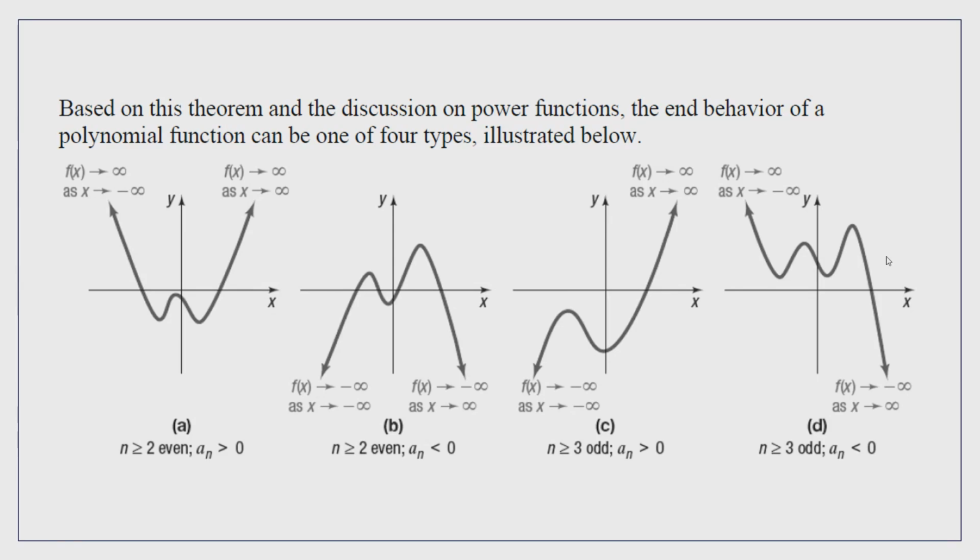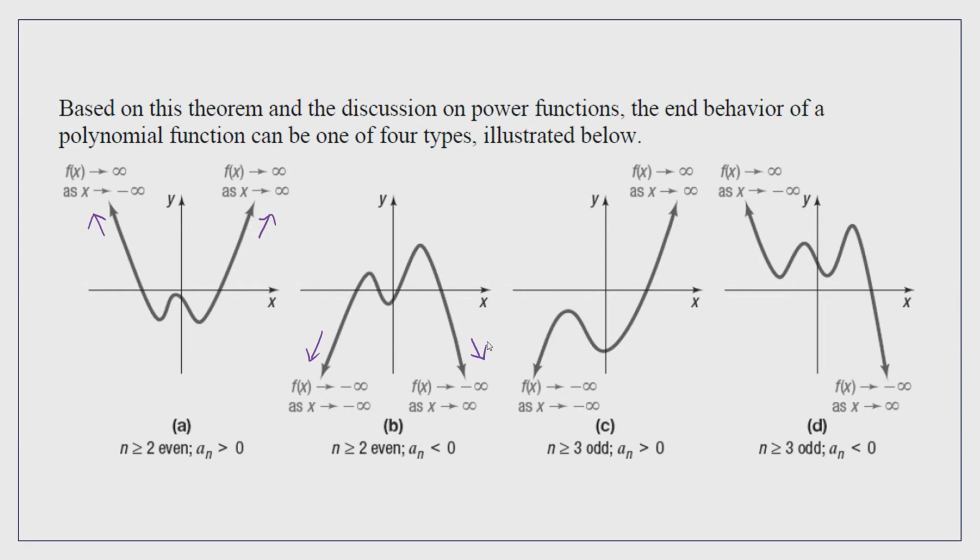If your power is greater than or equal to 2, meaning it's even, and your leading coefficient is positive, your end behaviors are both going to go to infinity. If your power is even and your leading coefficient is less than 0, so it's negative, then your end behaviors are both going to go to negative infinity.